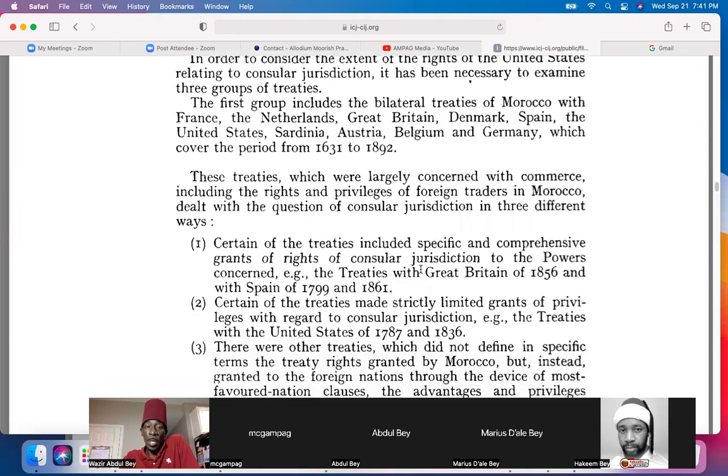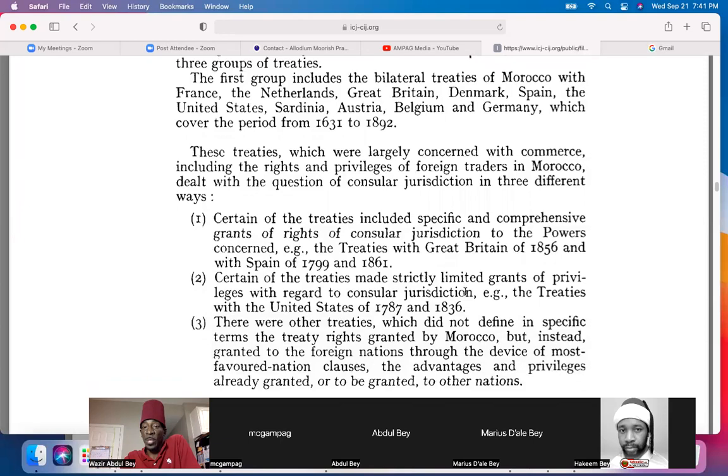Certain of the treaties included specific and comprehensive grants of rights of consular jurisdiction to the powers concerned, e.g., the treaties with Great Britain of 1856 and with Spain of 1799 and 1861. They slowly made their way over here after 1492. You see how long it took for them to subjugate us?